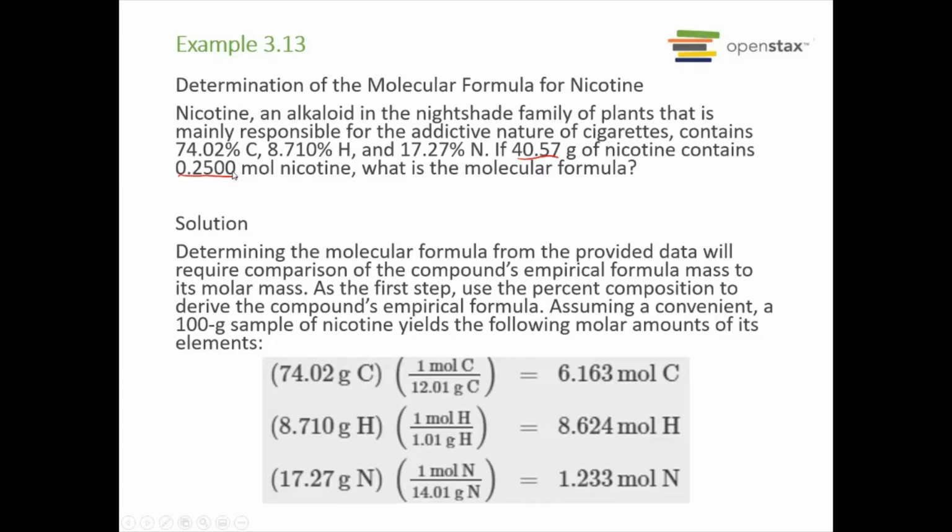So the first thing we should do is take all these percentages, turn them into grams, and get their moles, which is what we have done down here. So this is step 1. Okay, so carbon to moles, hydrogen to moles, nitrogen to moles. Our lowest number of moles here is the nitrogen, 1.233. So everything is going to be divided by 1.233.